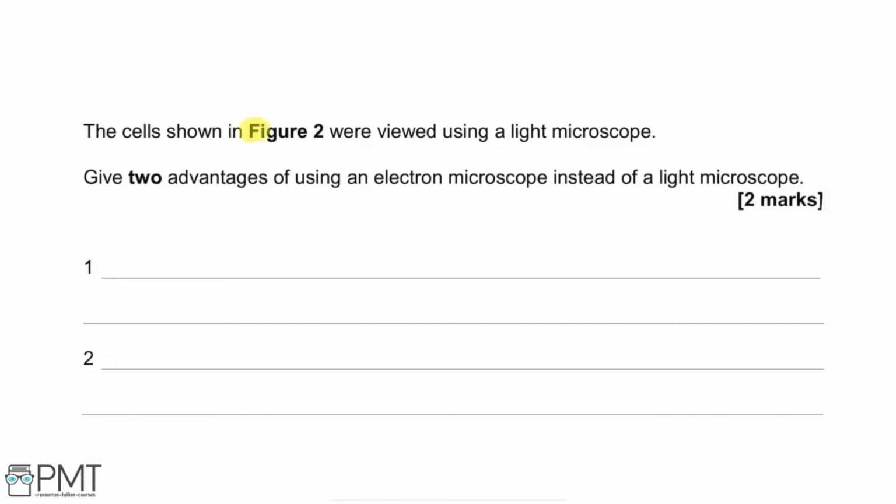The cells shown in figure 2 were viewed using a light microscope. Give 2 advantages of using an electron microscope instead of a light microscope. So electron microscopes work by firing a beam of accelerated electrons at the specimen, and then these get reflected back and detected by the microscope to create an image.